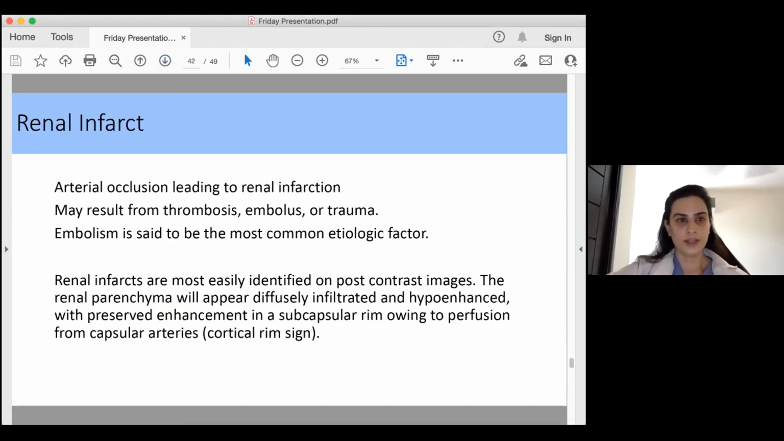Renal infarct is a pathology that can occur due to arterial occlusion leading to renal infarction. It may result from thrombosis, an embolus, or trauma. The embolism is said to be the most common etiological factor. Renal infarcts are most easily identified on post-contrast images.